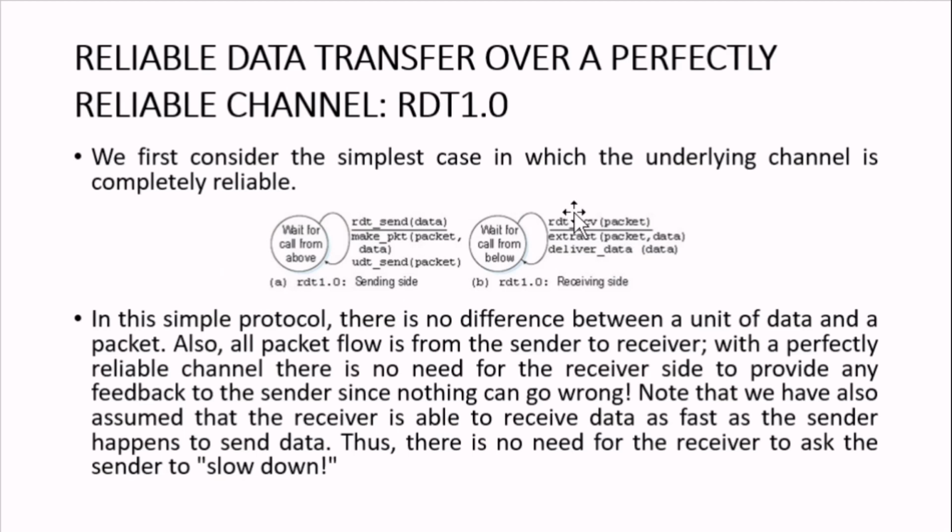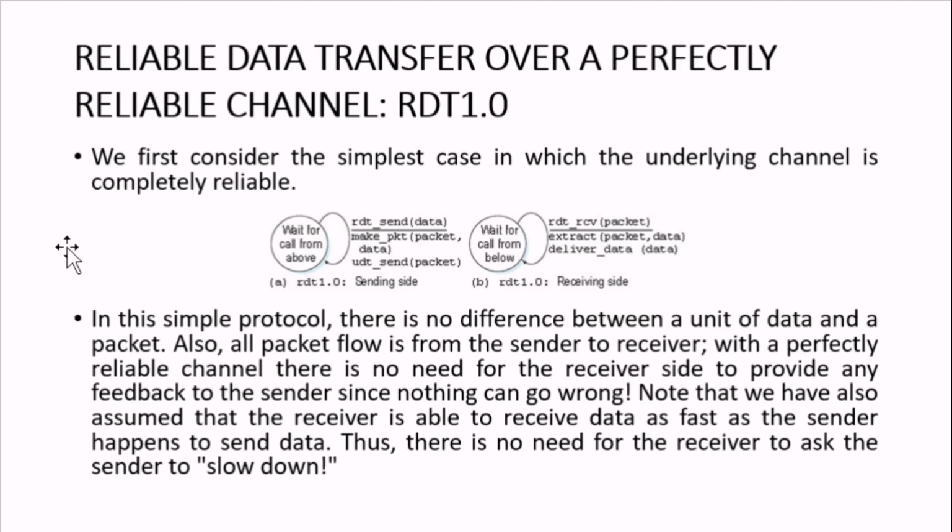On the receiving side, the RDT receives a packet from the underlying channel via the RDT packet event, removes the data from the packet, and passes the data to the upper layer. The RDT packet event would result from a procedure called RDT RCV, receive from the lower layer protocols. In this simple protocol, there is no difference between a unit of data and a packet.